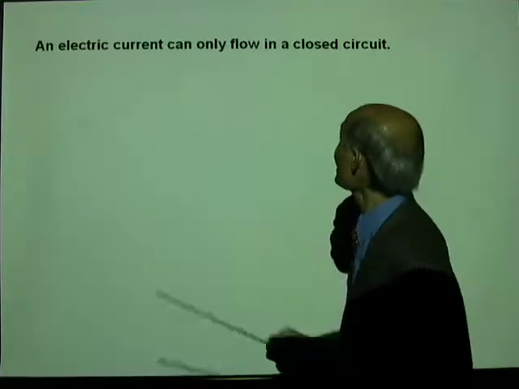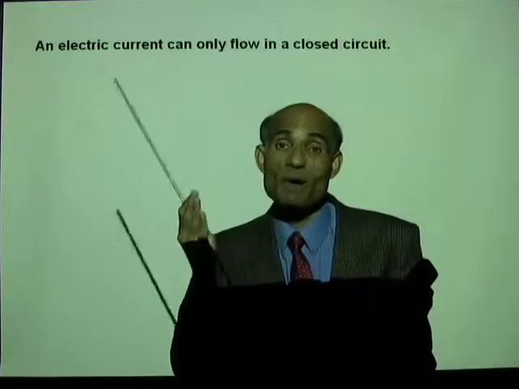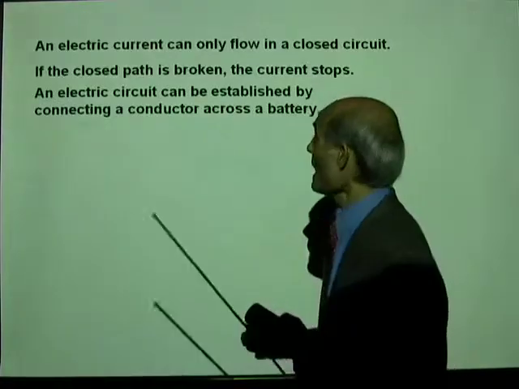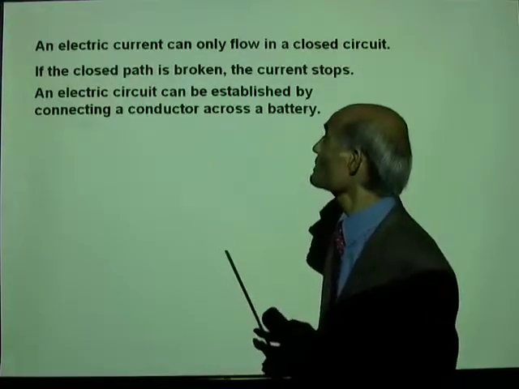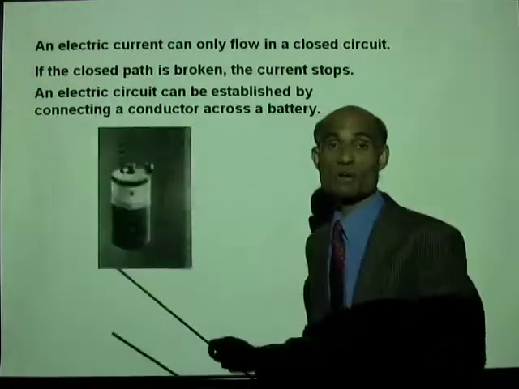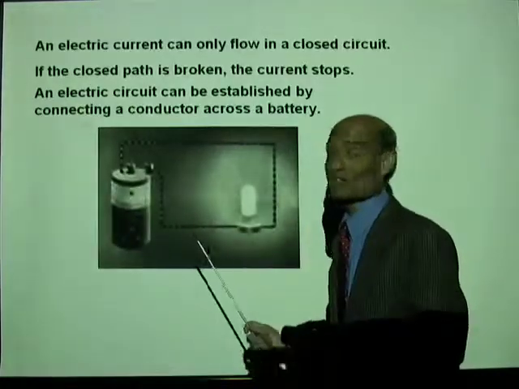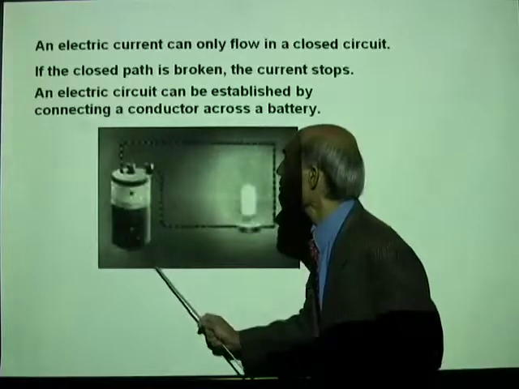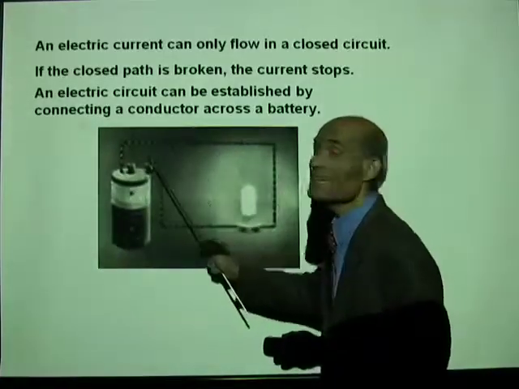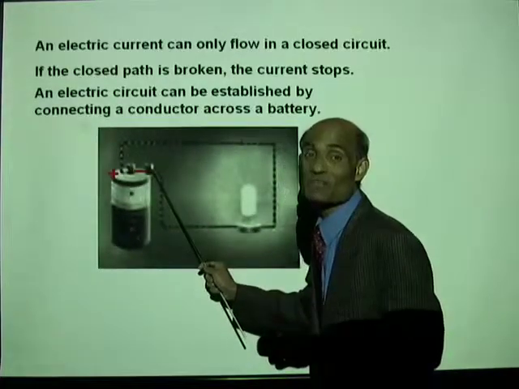An electric current can only flow in a closed path. If the closed path is broken, the electric current will not flow. An electric circuit can be established by connecting a conductor across a battery. I just showed it to you, and we saw it again in the last slide. Once you have an electric cell, an electric circuit is established by connecting a conductor from the positive to the negative.